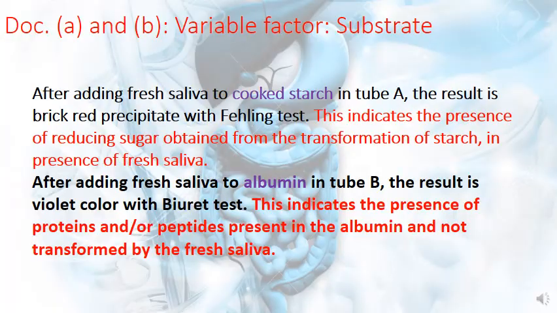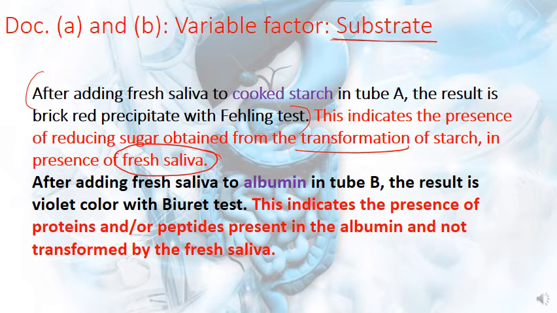So here, let's interpret. The variable factor here, you have to know, is the substrate. The first one, we have starch. In the second tube, we have albumin. So the variable factor is the substrate. After adding fresh saliva to the cooked starch in tube A, the result is a brick red precipitate with Fehling. So this is the analysis. What does this indicate? This indicates the presence of reducing sugar obtained from the digestion, or from the transformation, of starch in the presence of fresh saliva that contains the enzyme salivary amylase.